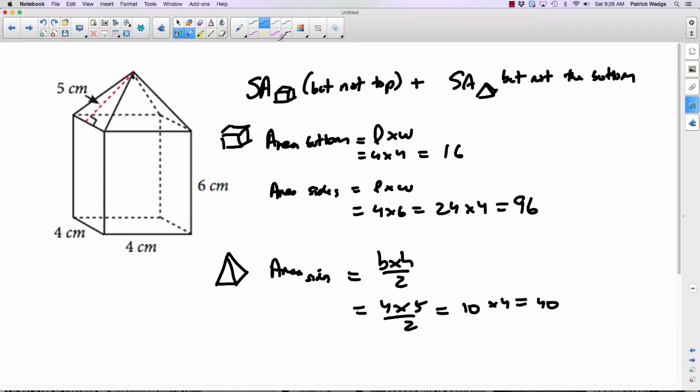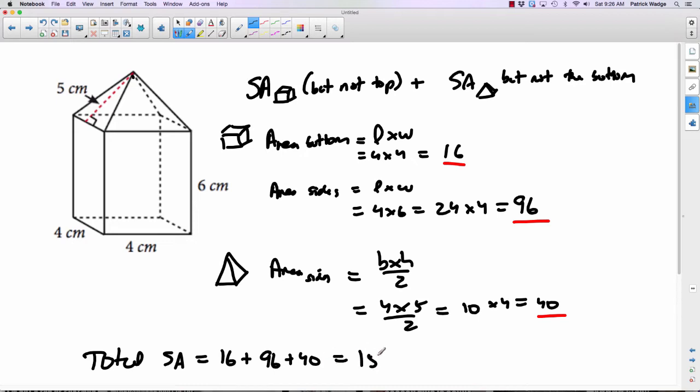So we're done. All we have to do now is take this number, and this number, add them together, and we'll have our total surface area. So the total surface area is 16 plus 96 plus 40, and that equals 152, and we're talking about centimeters. It's surface area, so it's still squared. Done. Not that bad, right? Yeah, that was the easy one.